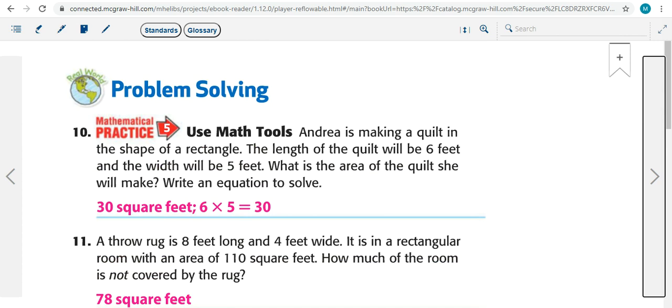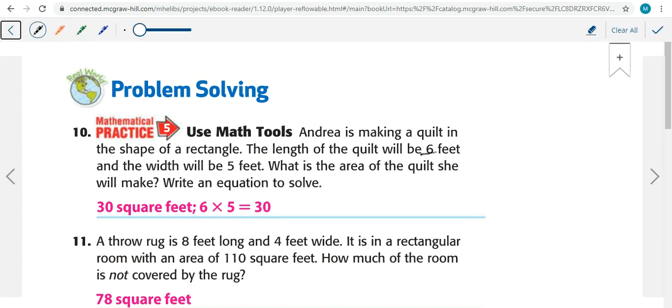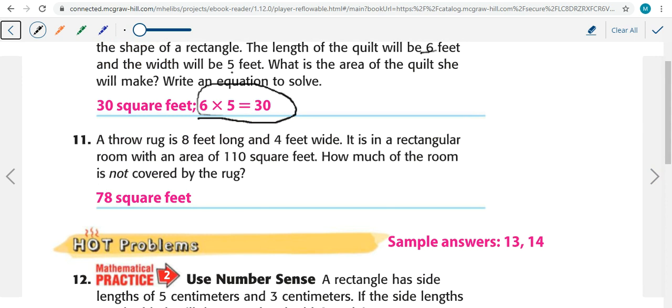Now, problem solving. We just have to find the area, and it's very easy. We multiply 6 times 5 is 30 square feet. Okay, read the problem, please. Number 11. A throw rug is 8 feet long and 4 feet wide. How are we going to find the area? It is in a rectangular room with an area of 110 square feet. How much room is not covered by the rug?